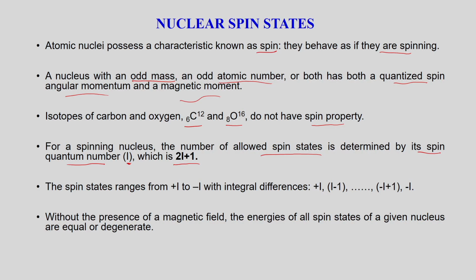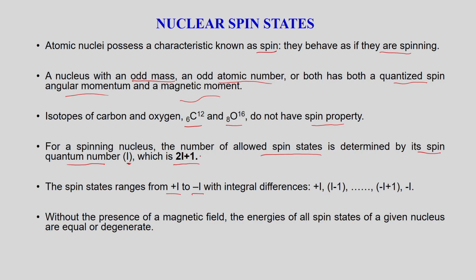This particular formula you should remember by heart, okay? And this number of spin states can also vary from plus to minus. We will see what is plus, what is minus. Here plus means lower energy, minus means more energy. It means plus means those states which are aligning with the magnetic field, minus means those states which are opposing the magnetic field.